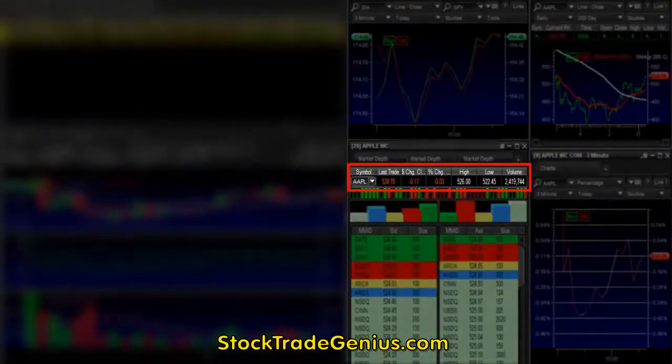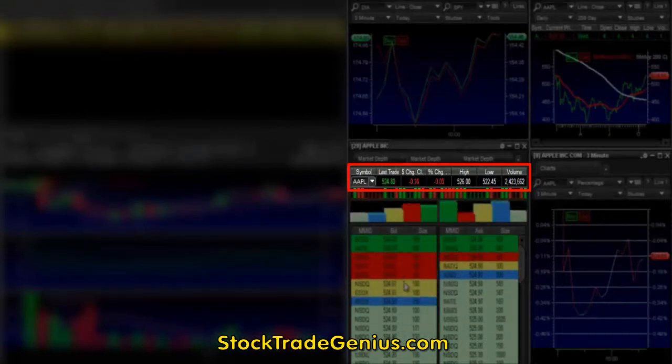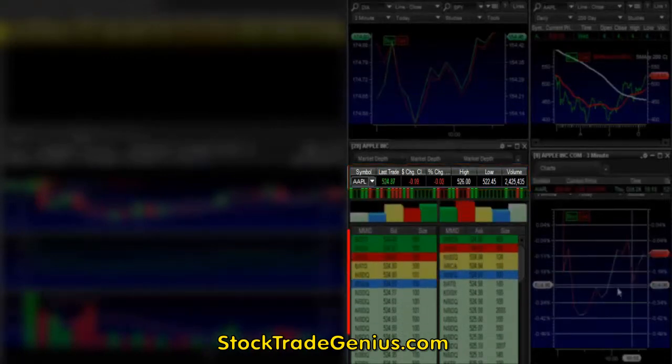And then you also have level 1 just above it. That's your last trade, your change, your percent change, your high and low, and your volume. That's called level 1 information. Level 2 is all your aggregated market makers, etc. in these boxes here.